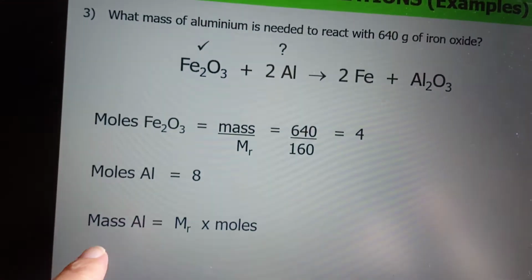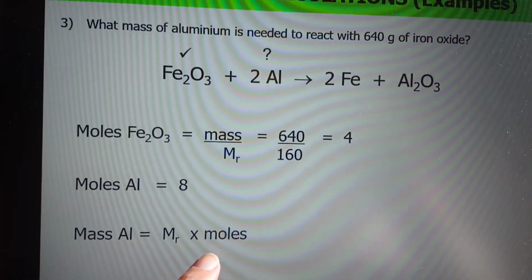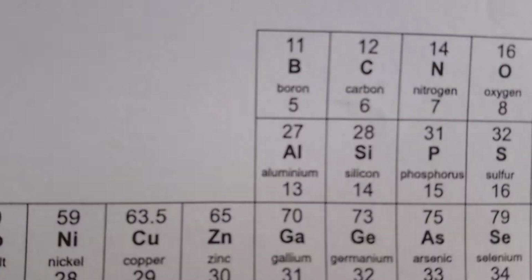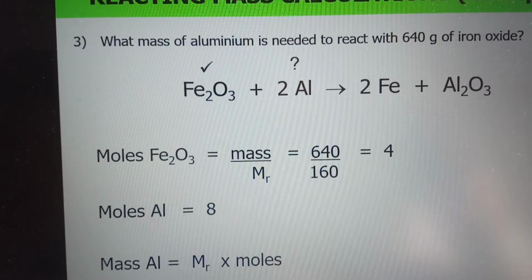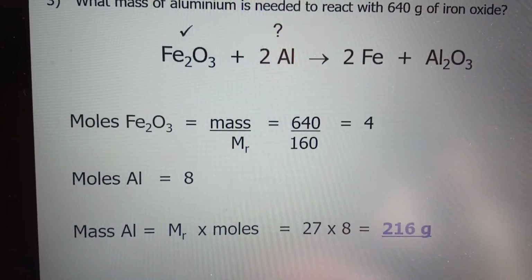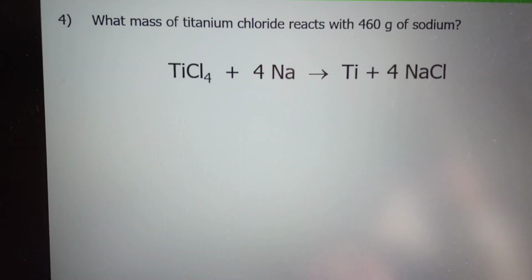So we now have to calculate the mass of aluminium. We now know how many moles we've got, and we can work out the Mr from our periodic table. Aluminium's there, 27. 27 times 8, 216 grams. The mass of aluminium is 216.